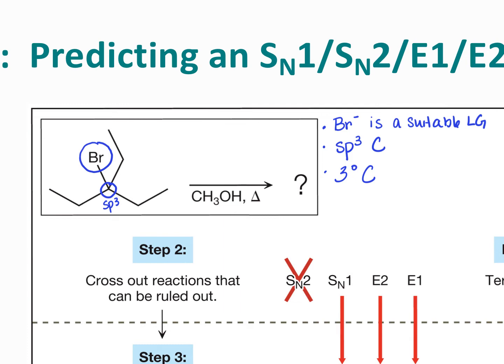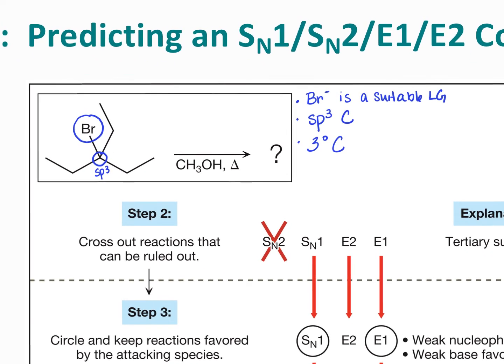Now we need to evaluate our attacking species. And it may look suspiciously like we don't have an attacking species here, but we do. This is our attacking species right here. Now it is under the arrow, but it's a suitable attacking species. It has that alcohol group. Remember, when we have an alcohol group, we do have electrons on the alcohol. Now, this is also the solvent.